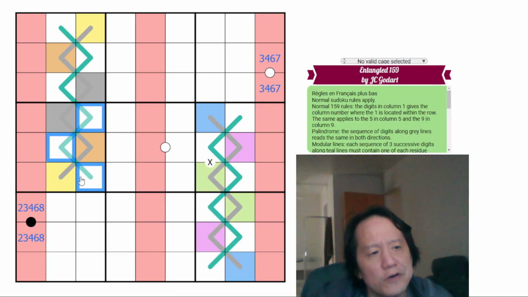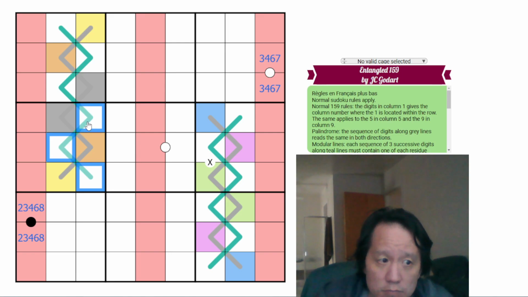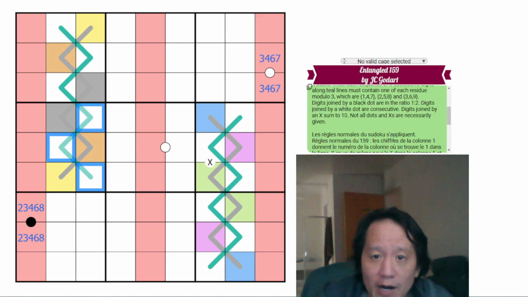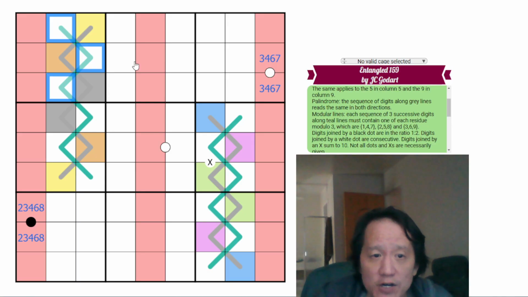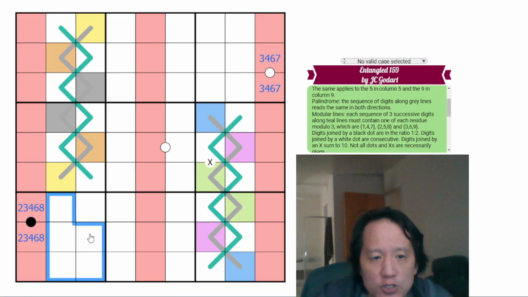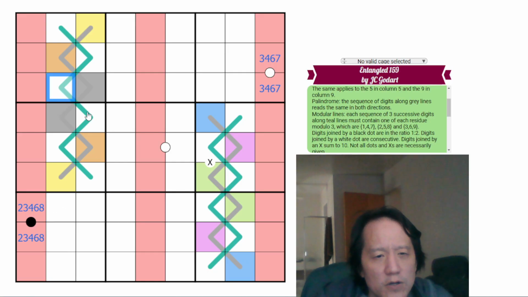Okay, one thing we know about these. Okay, so if any digit is on this modular line, it cannot be also on this modular line, right? So it would have to be here. And then the digit on the modular line would have to go here. Okay, so these 3.